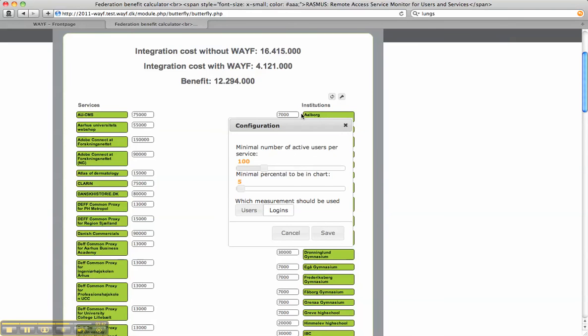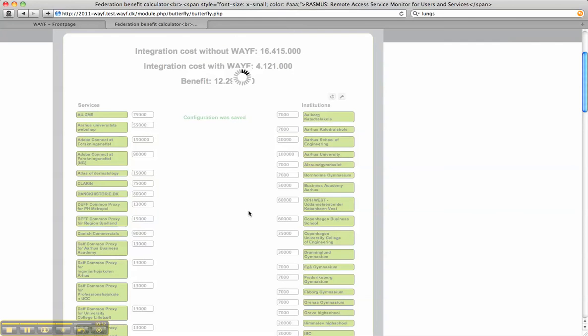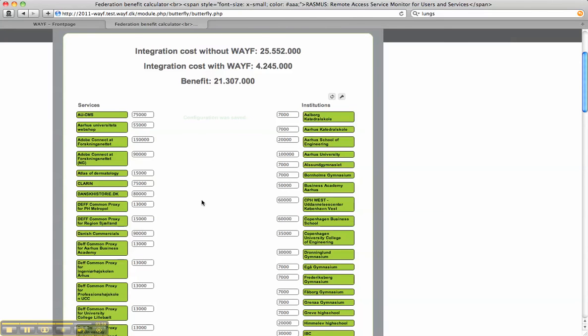We can change, of course, the way we define active connections. So now we say, instead of number of active users, we take active logins, and the numbers change immediately. So we can now pinpoint the limiting factor for usage of many services by IDPs, which is integration cost.